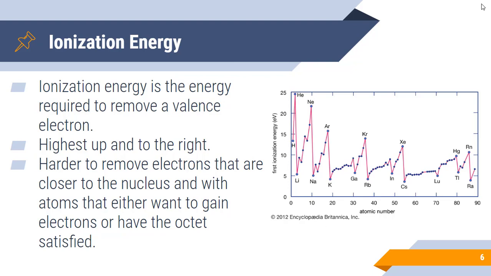It's much harder to remove electrons that are closest to the nucleus, and with atoms that either want to gain electrons or have the octet rule satisfied. It's difficult to remove an electron for something with 7 because it really wants to gain 1, not lose 1. Same thing with 8. If something already has the octet rule, then it's definitely not going to want to lose an electron.